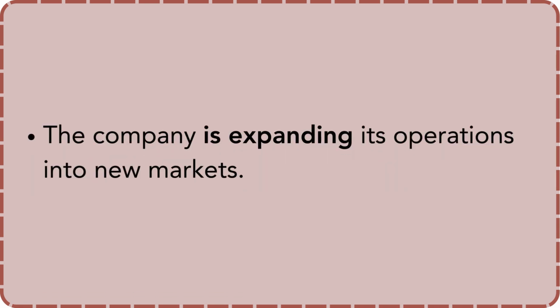The company is expanding its operations into new markets. In this sentence, the present continuous, is expanding, indicates that the expansion of the company's operations is currently happening. It suggests ongoing development or growth.